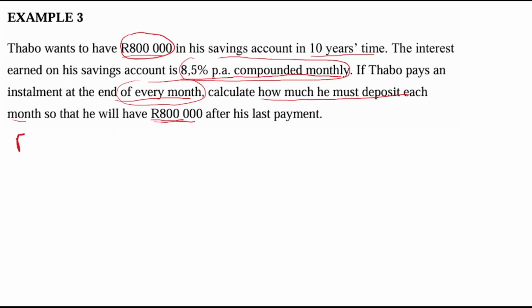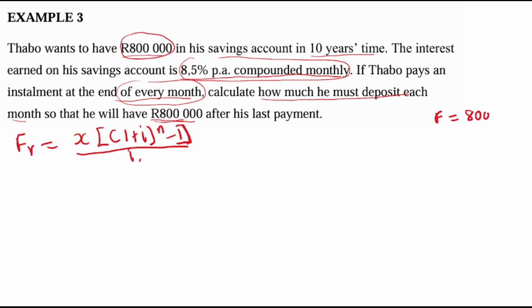We're going to use our formula. Future value is equal to X, which is the monthly installment, times (1 plus I to the power n, minus 1), all this over I. Okay, and then what we have here is our data. So the future value is what? It's 800,000, right? And then X, that's what we're looking for. We want to find out how much you must pay every month.